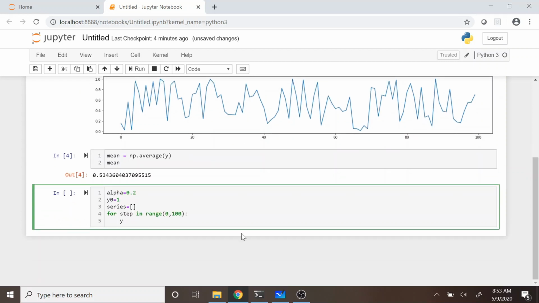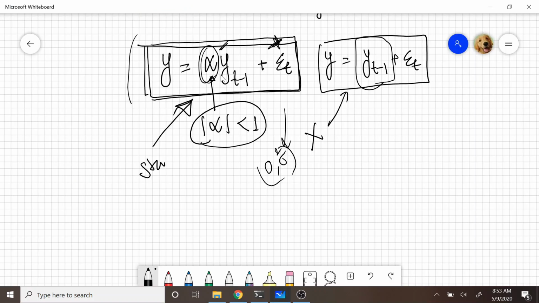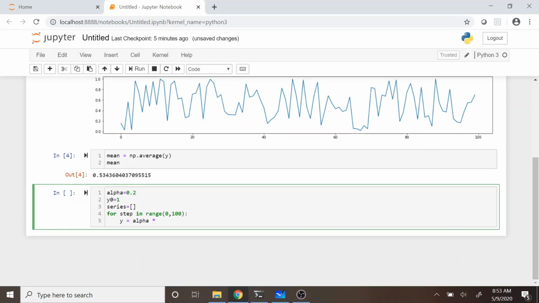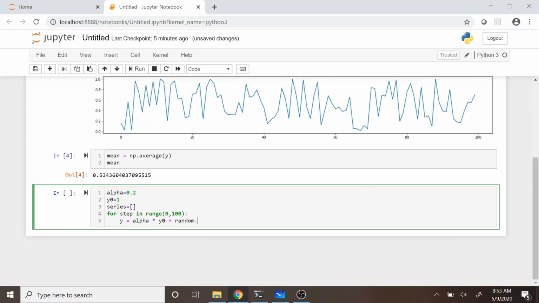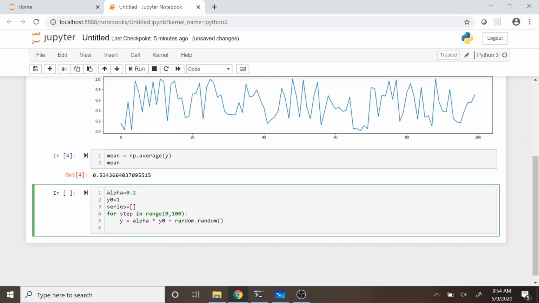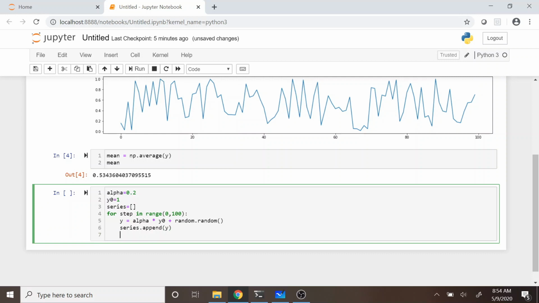I want to compute y, which is equal to alpha multiplied by, remember this equation, alpha multiplied by the previous value of y. So the previous value of y is y0, plus this error term, and I'm using random, so I'll get a random number. Then I will store this value in my series. So this is the computed next value of y, and for the next y, my current y becomes y0, or the previous y.